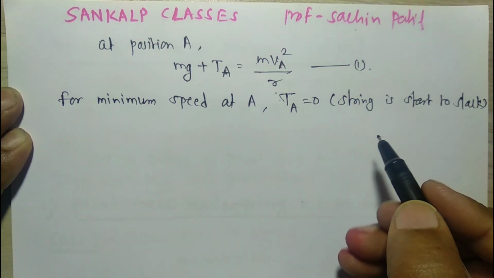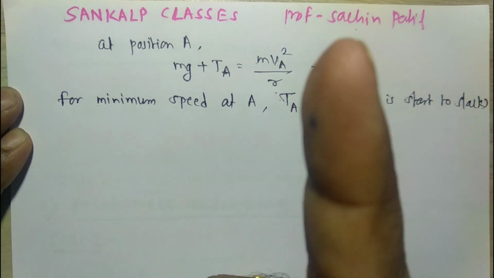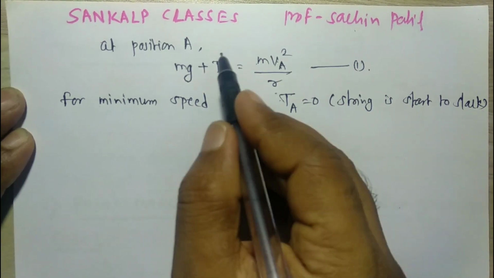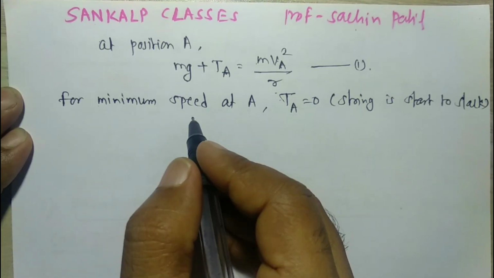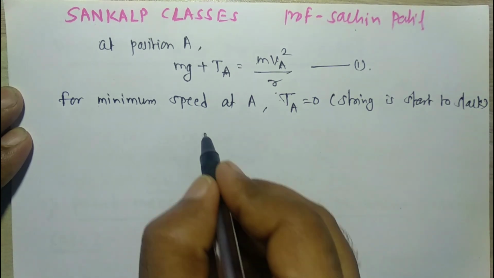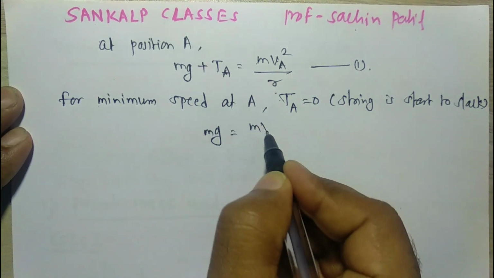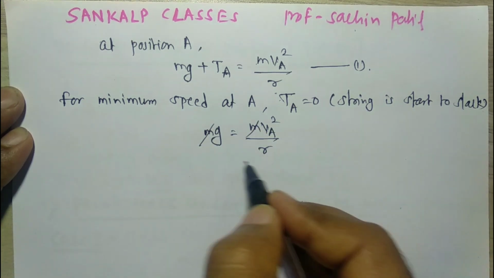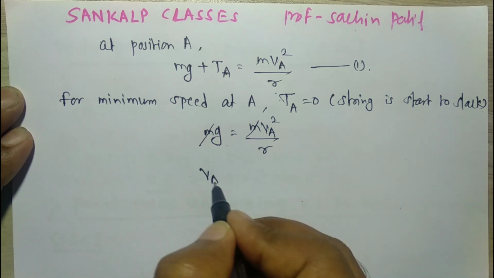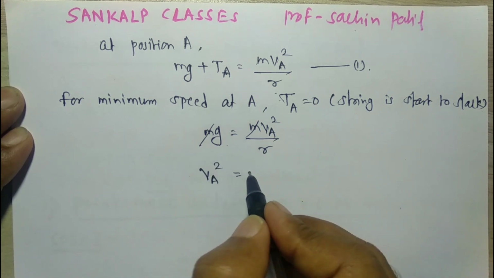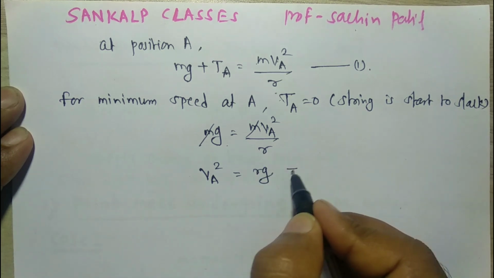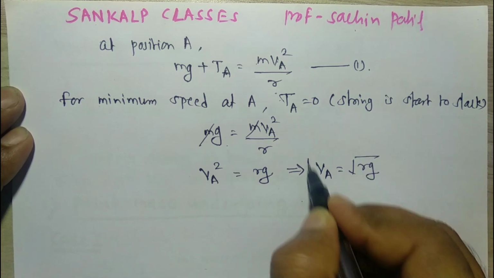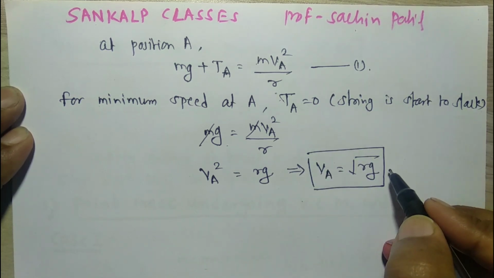That means tension in the string at the uppermost point is 0, and at that time it is moving in downward direction. Therefore Ta is equal to 0. Put it here. You will get the consideration of mg is equal to mVa square divided by r. m and m cancel here, and r is transferred here. You will get Va square is equal to rg, and on taking square root on both sides, Va is equal to square root of rg. This is the minimum speed at the position A.